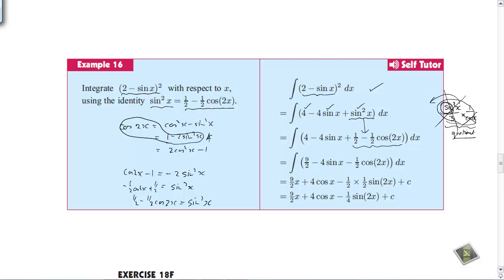Let's have a look now at the integral. So let's tidy some of this up. We've got 4 plus a half, 4 and a half. Take 4 sine x, take a half cos 2x. Let's do it now.